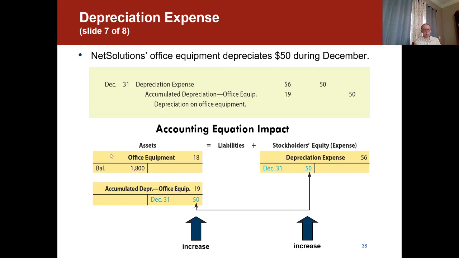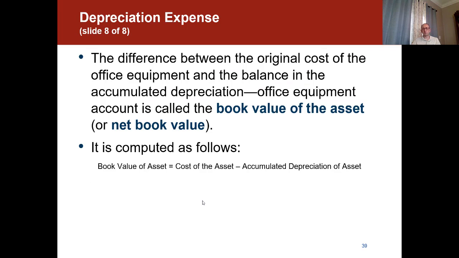I want you to realize that the office equipment account itself was not affected. So we didn't really do anything to the office equipment. So we want to keep it with its original value. However, we subtract the contra asset account when we present it later on. So the difference between the original cost of the office equipment and the balance in the accumulated depreciation for office equipment account is called the book value. Or sometimes we like to call it the net book value.